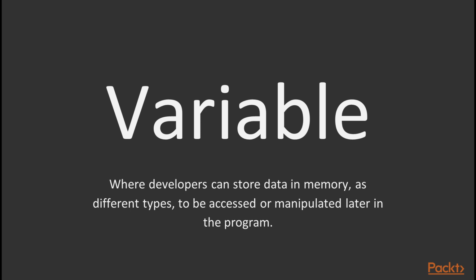You as a programmer, or starting off to be a programmer, when you make a program, you want to be able to take information and store it in memory. Once it's stored, you want to be able to access or manipulate it later on throughout your program. This is where a variable comes in handy. A variable is what developers can use to store the data in memory, but you can store it as different types. Data isn't necessarily all the same type, and you may be asking yourself, what is a type?